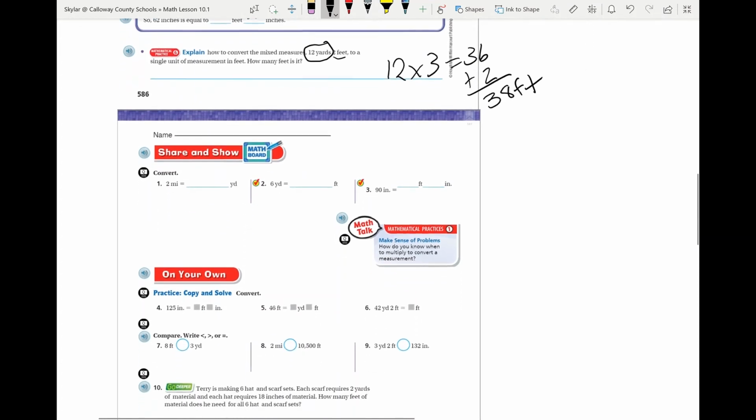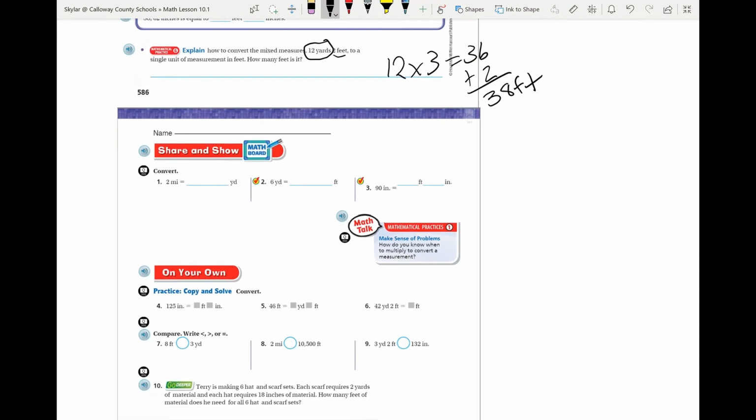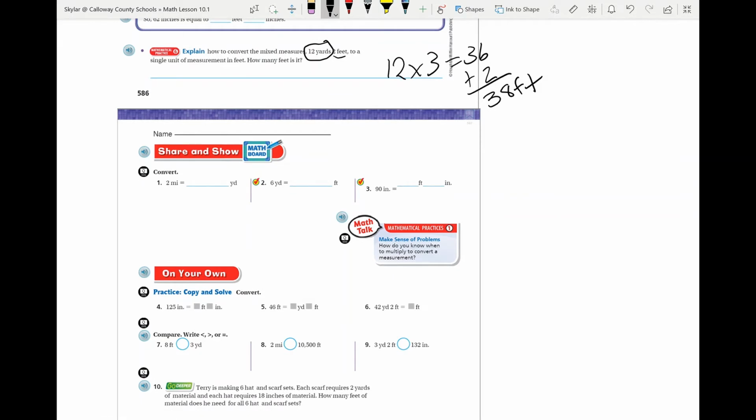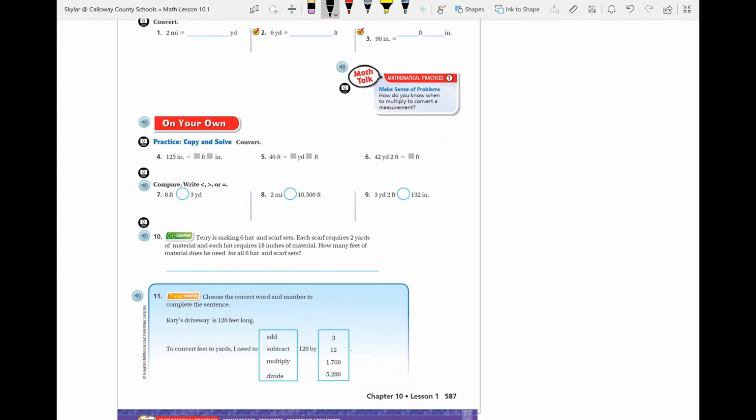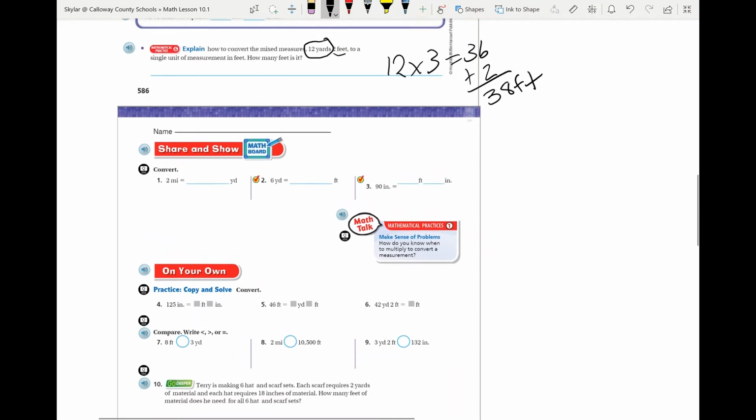Moving right along. As you can see, there's a pretty simple pattern here. You find out if you're getting bigger or smaller. That tells you to multiply or divide. Then you use the chart to fill in the rest. So I'm going to do 1 through 3 with you all, and then I'm going to give you a chance to do 4 through 11 by yourselves.